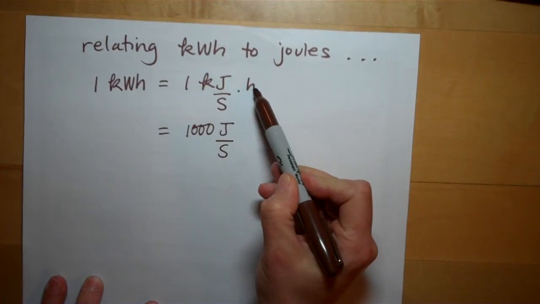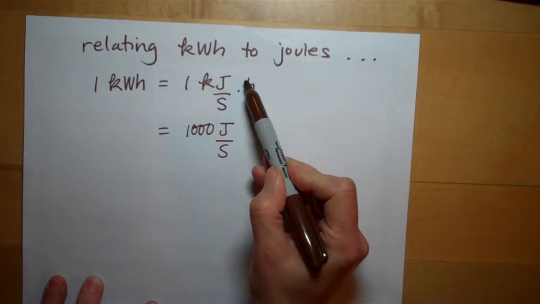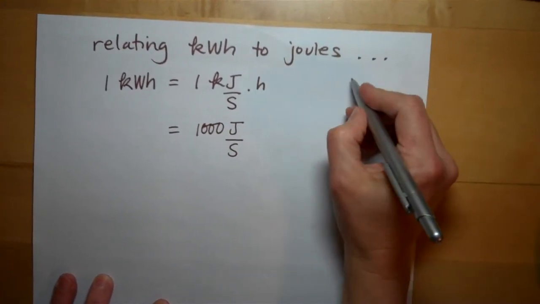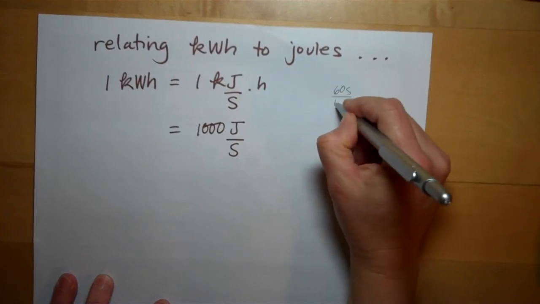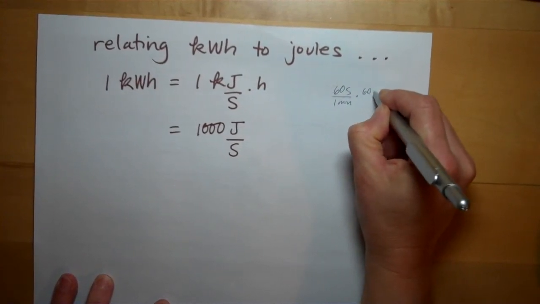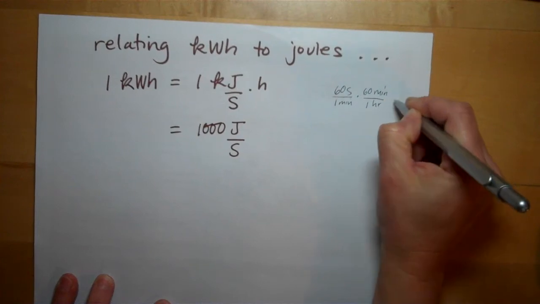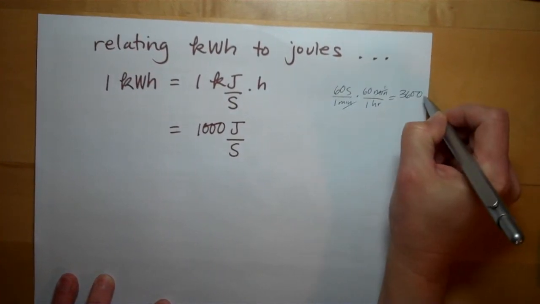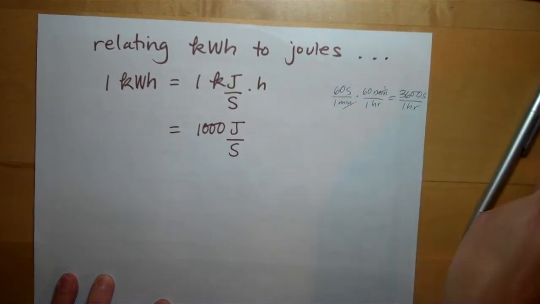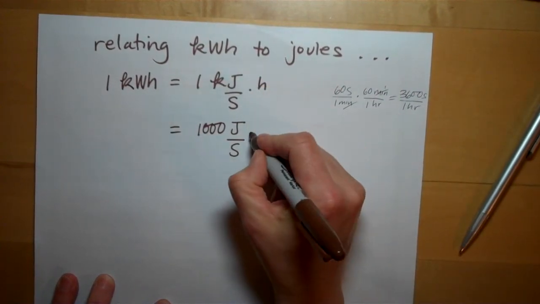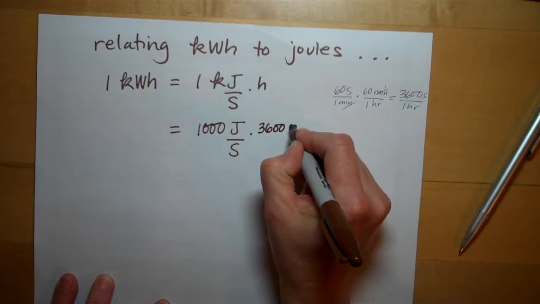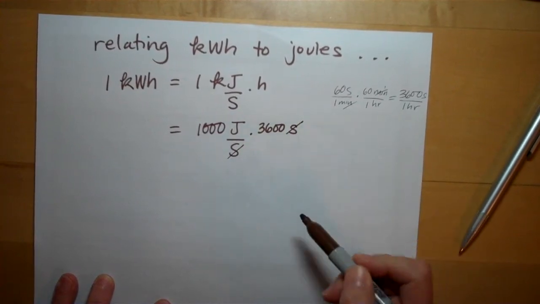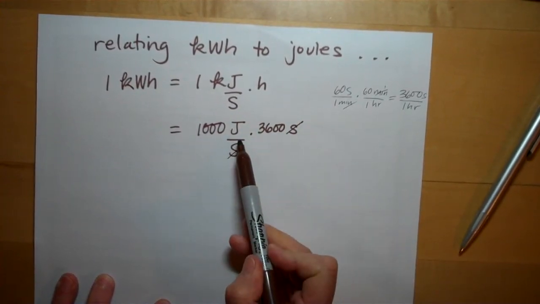And this is 1 hour, right? Instead of 1 hour, I want to change it to seconds. And if you think about it, you know there's 60 seconds in 1 minute. There's 60 minutes in 1 hour. Minutes cancel, so there's 3,600 seconds in 1 hour. So instead of having 1 hour here, I'm going to write 3,600 seconds. Do you see what happened to the units now? The seconds cancel, and all I'm left with is a joule.